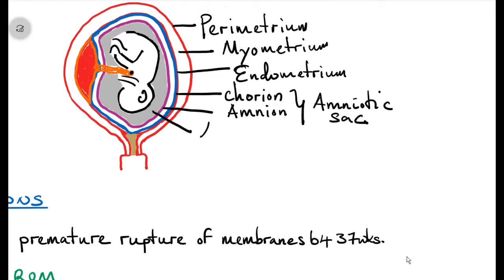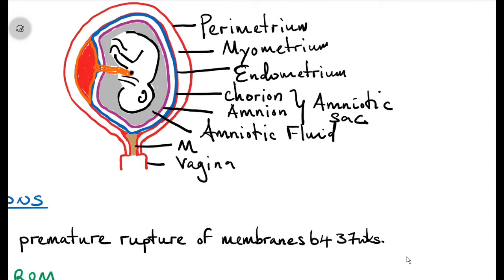Inside here you have your amniotic fluid surrounding the fetus. Here you have your vagina. Here there's a mucus plug. A mucus plug is protective in pregnancy in the sense that it prevents infection from ascending from the lower genital tract to the upper genital tract. And here you have the external os of the cervix, and here you have the internal os of the cervix.